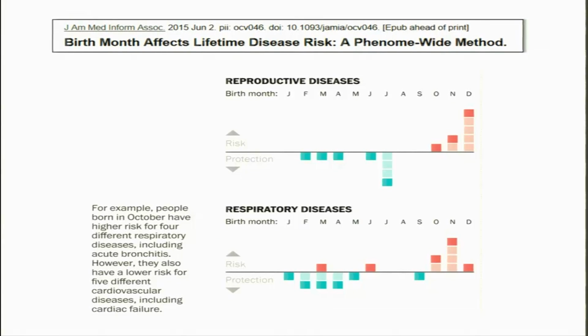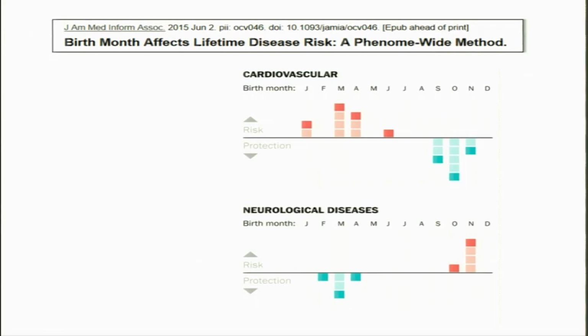This is what it is. For example, reproductive diseases, shown in the orange color, the bars that go up. If you are born in December, November or October, you have a higher risk of developing reproductive disease. On the other hand, if you are born in July, then it sort of protects. The probability that you may develop reproductive disease in New York, if you are born and brought up over there, goes down significantly if you are born in the month of July. Likewise, there are some predictions based on the data, correlations for respiratory disease, cardiovascular disease, neurological disease, and so on.